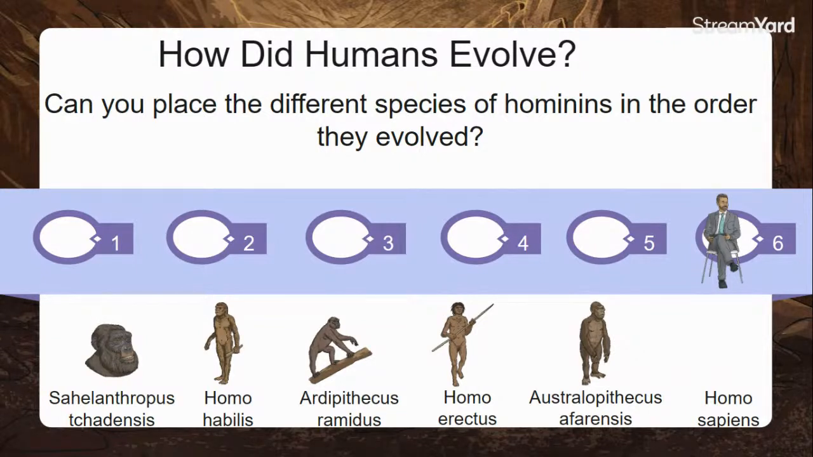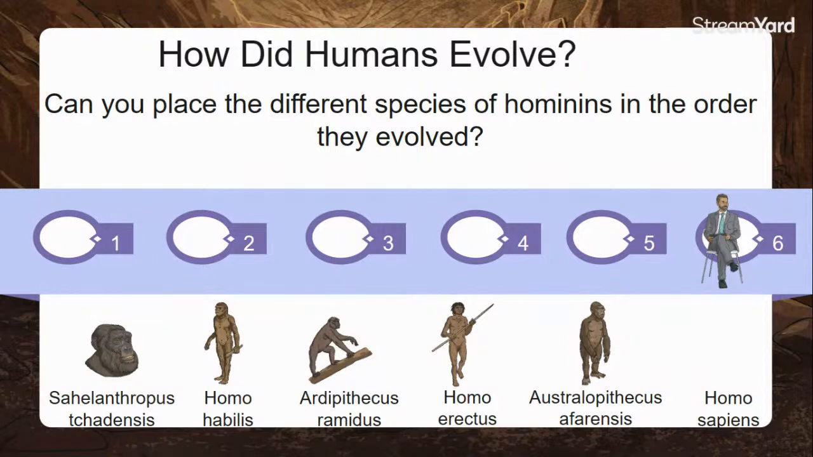So that's one hominin. Then we have a Homo habilis, and you see that hominin. Then we have an Ardipithecus ramidus. Can you see that hominin? Then we have Homo erectus. And then we have the Australopithecus. Now, if you think about how we have evolved to Homo sapiens, they are the chain of how we have evolved to Homo sapiens.